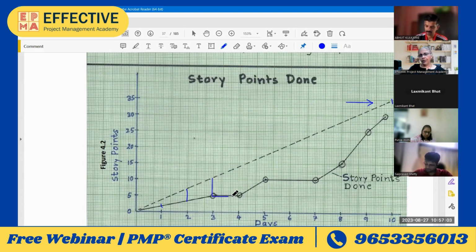Day 3 and 4, no work done. Day 4 and 5, the slope is good, they are working well. 5 to 6 and 6 to 7, again no work done. And at the end of day 10, they have completed 30 story points. So they have done fairly good work.